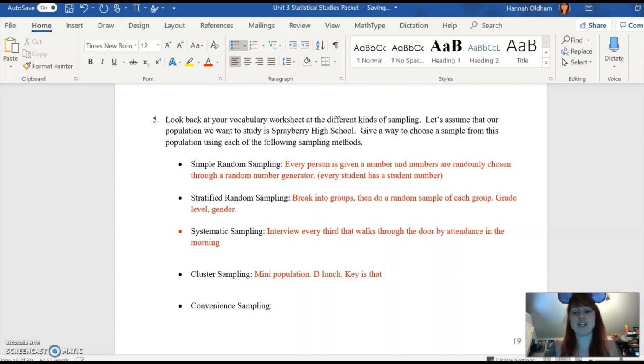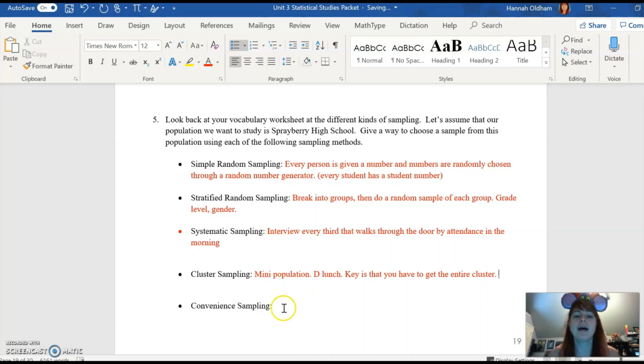The key is that you actually have to interview everyone there, that you have to get the entire cluster. Because if you say, oh, I'm going to D-Lunch, and you still want to interview one table, you guys know that one table at lunch is not representative of the whole school.